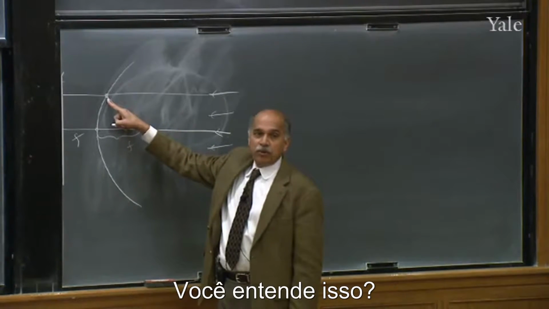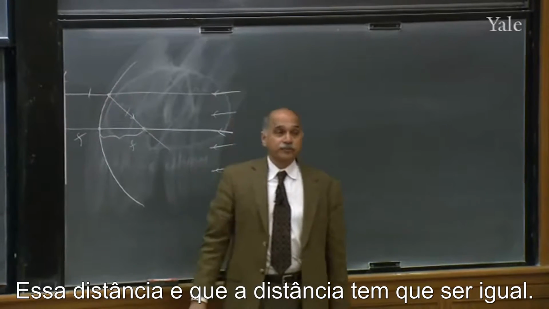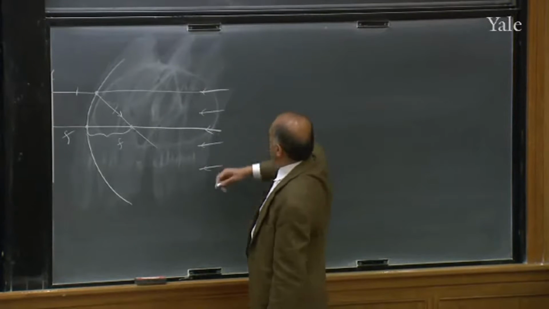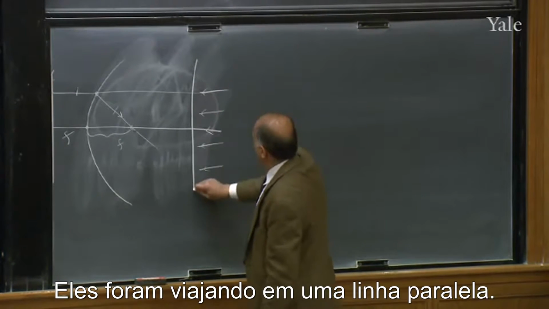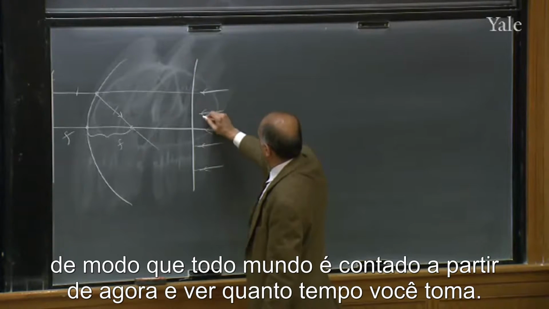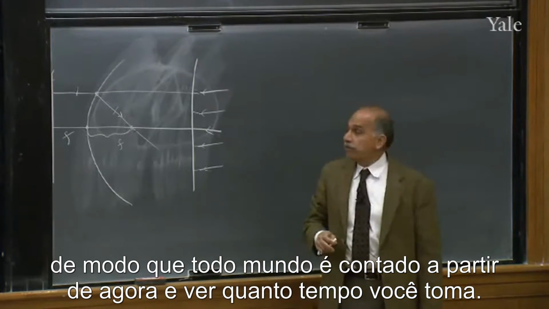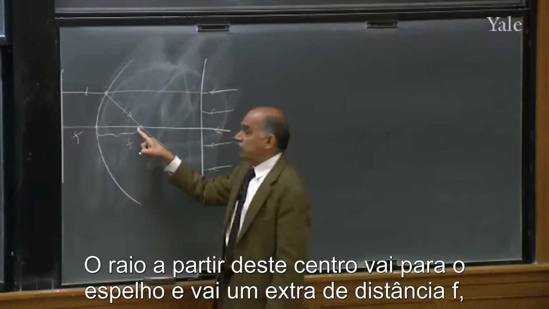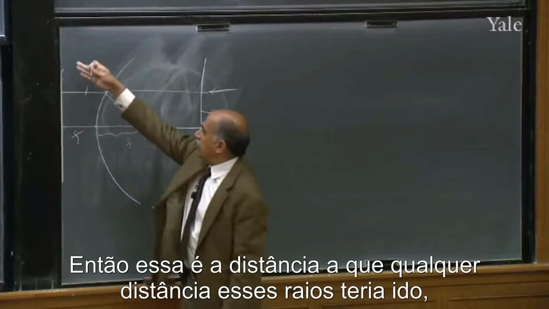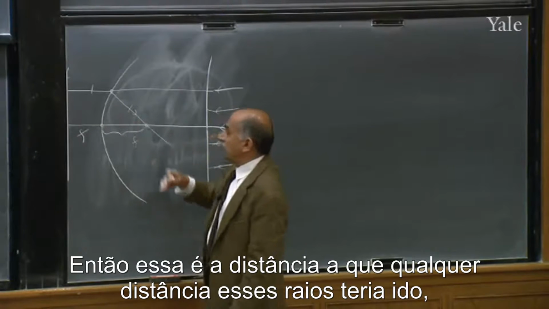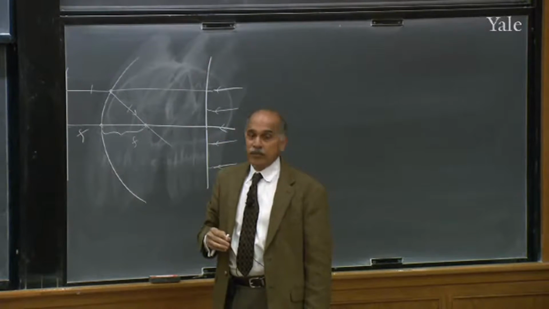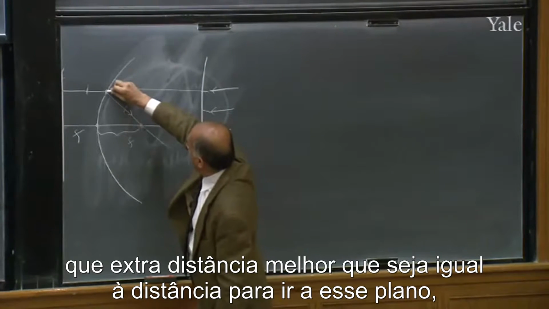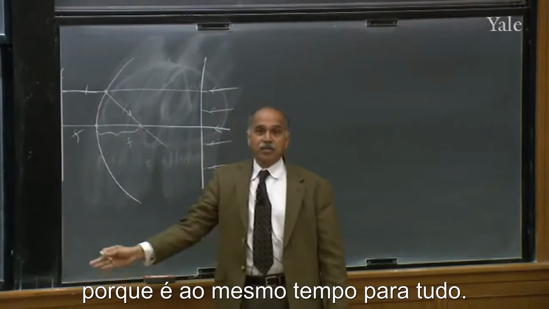Do you understand that? That's very important. That distance and that distance have to be equal. Let's be very clear on why we are doing that. See, these guys came from infinity. They have been traveling in a parallel line. Start with some plane here so that everybody is counted from now on and see how much time you take. The ray from the center goes to the mirror and goes an extra distance f because that's what it does. So that's the distance to which any one of these rays would have gone but for the mirror. That's how much time you have. So if you went there and you want to turn around and come here, that extra distance better be equal to the distance to go to that plane because that's the same time for everything.